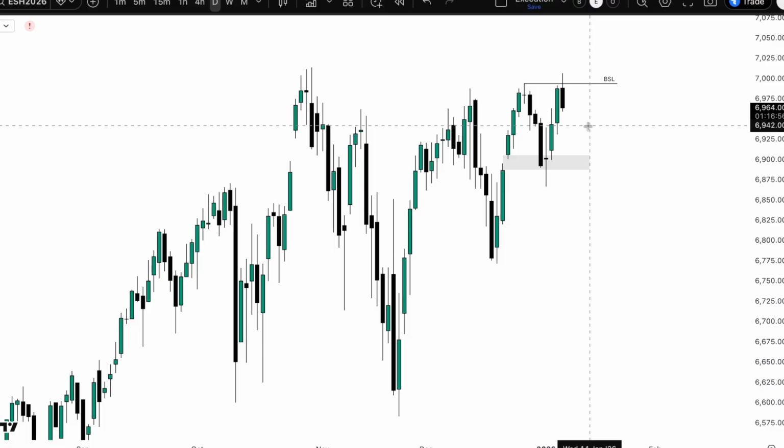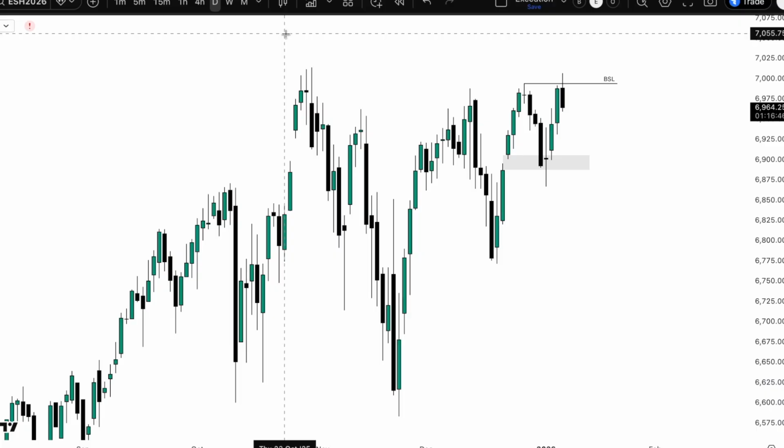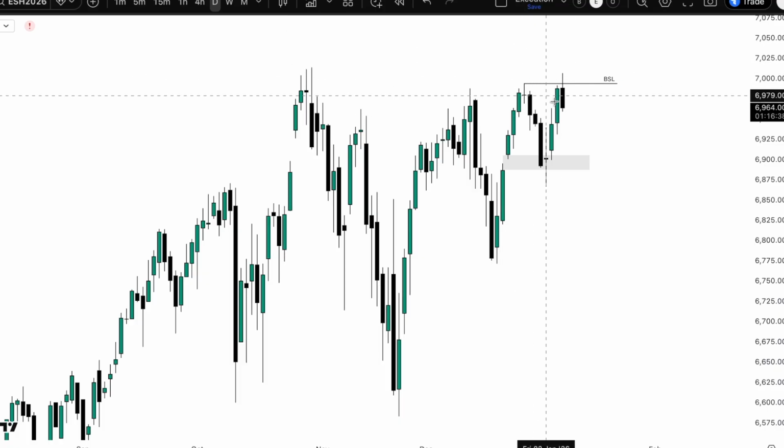So my initial bias was bullish. I was bullish to this buy side liquidity, and then I was going to see how price reacted once we actually got here, and we're going to take it into the lower time frame charts, and we can see where the actual setup occurred and how price reacted around this high that we came up and swept.